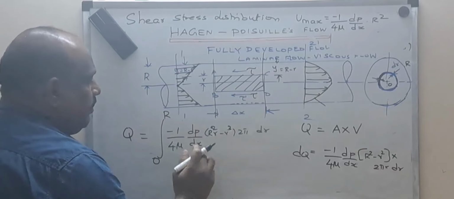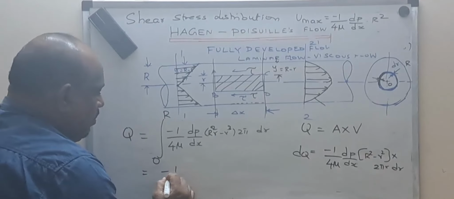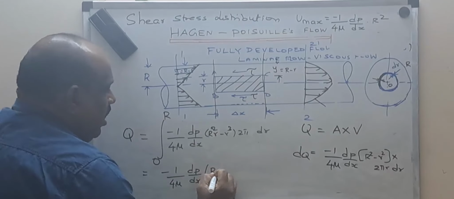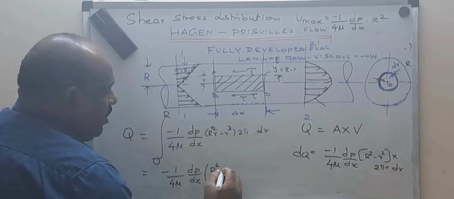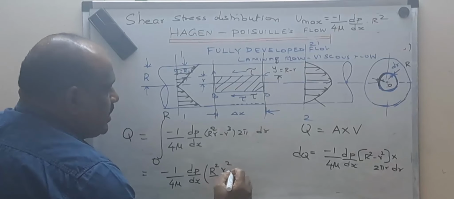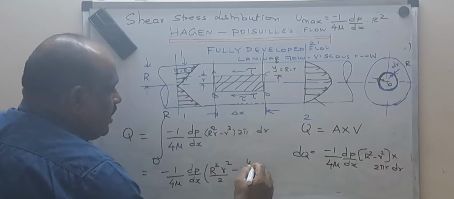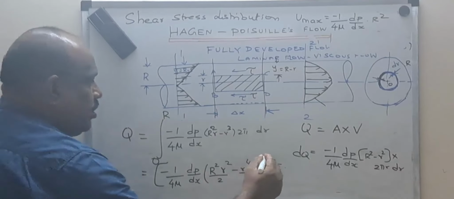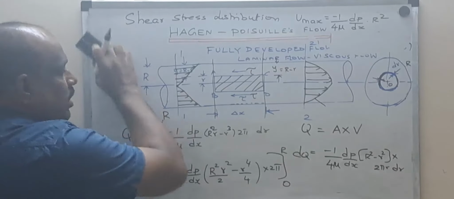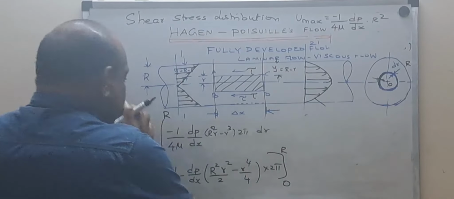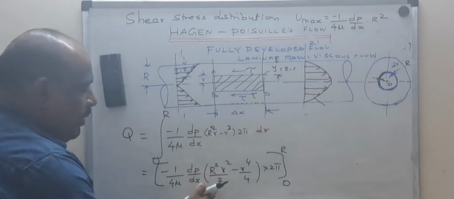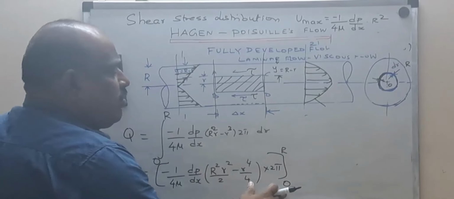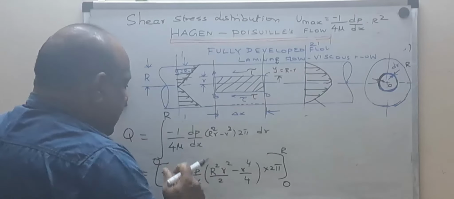When I am integrating, minus 1 by 4 mu is a constant and dp by dx is a constant. The term R squared times r, when integrated, becomes R squared r squared by 2. The term r cube becomes r power 4 by 4, into 2 pi. The limit is from 0 to R. I am going to apply the upper limit minus the lower limit. There is no need to apply the lower limit because it becomes 0, so I am going to apply the upper limit.